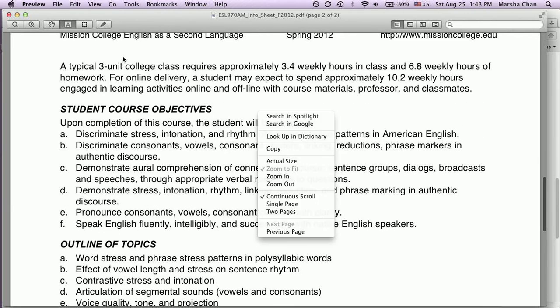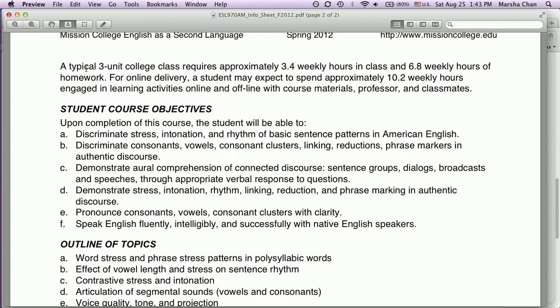Oh, one thing I missed up here. Sometimes people ask me, well, what do you do? How many hours a week do you work in an online class? I will just tell you that this is a 3-unit class, and a typical 3-unit class requires approximately 3.4 weekly hours in class. That's what's written in the schedule. And the general rule is 2 hours homework per 1 hour in class. So if you add that all together, it's approximately 10 hours, 10.2 weekly hours.